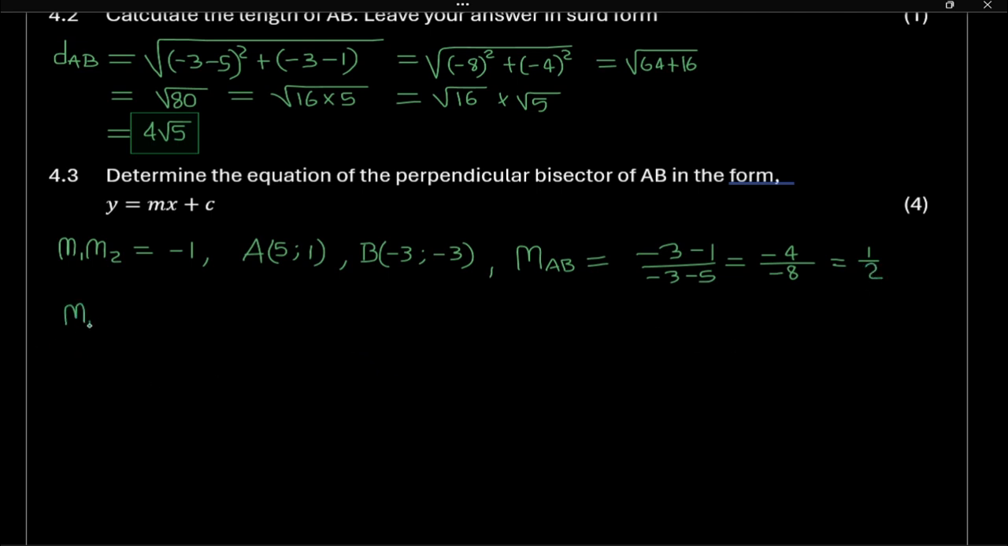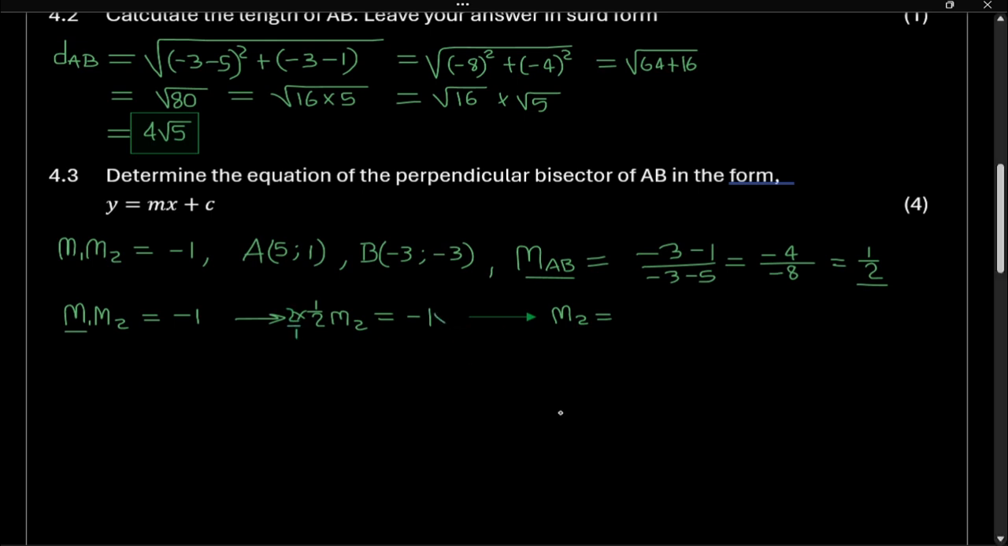Now the perpendicular gradient will be the other gradient that we need to calculate, M2. I'm given that the gradient of AB is half, so half multiplied by M2 is equal to -1. Solving for M2, we multiply both sides by 2, the inverse of half. So M2 is going to be -2.